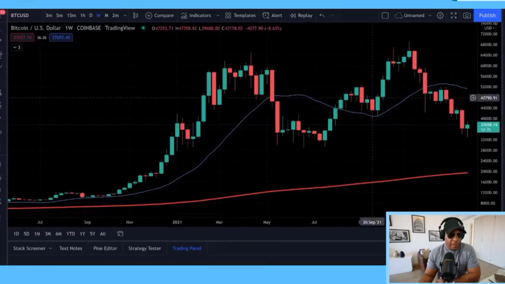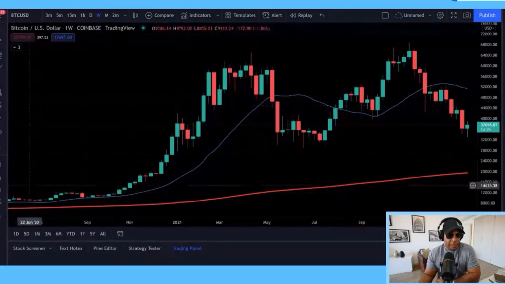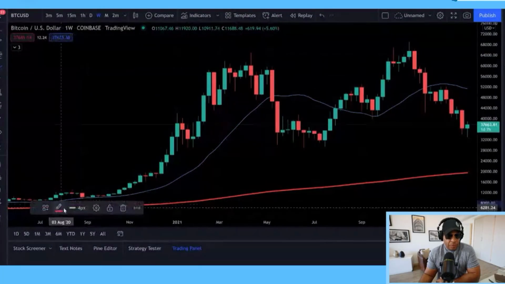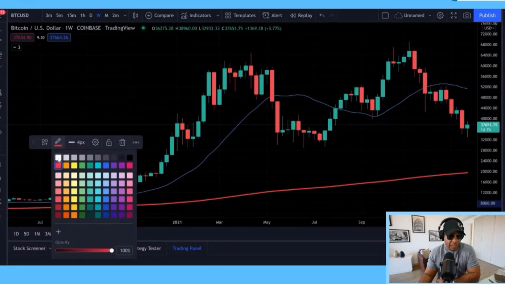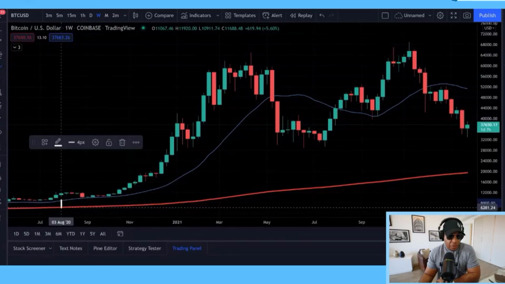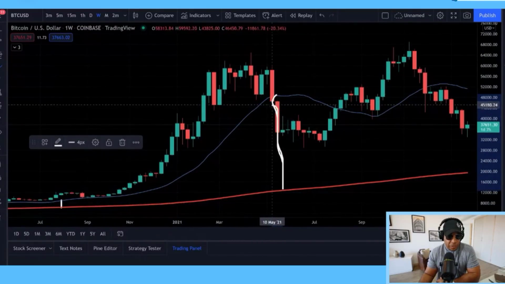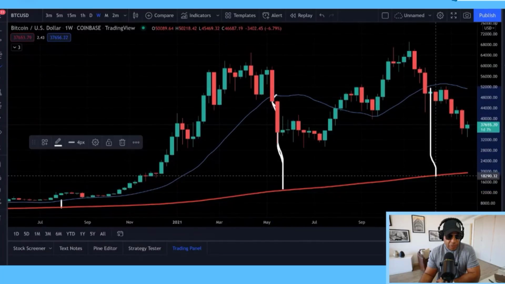Now, if we look to the left, we can see where the 20 and the 200 are relatively close together. This is what we call a narrow state, right? So we've got a narrow state between the two, and here we have a relatively wide state between the two.